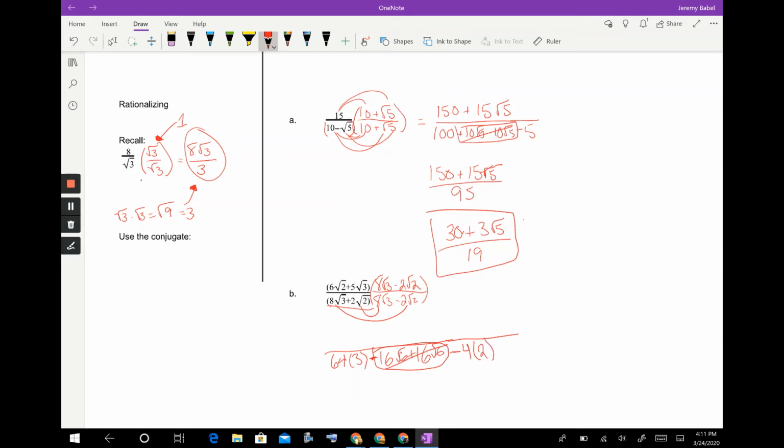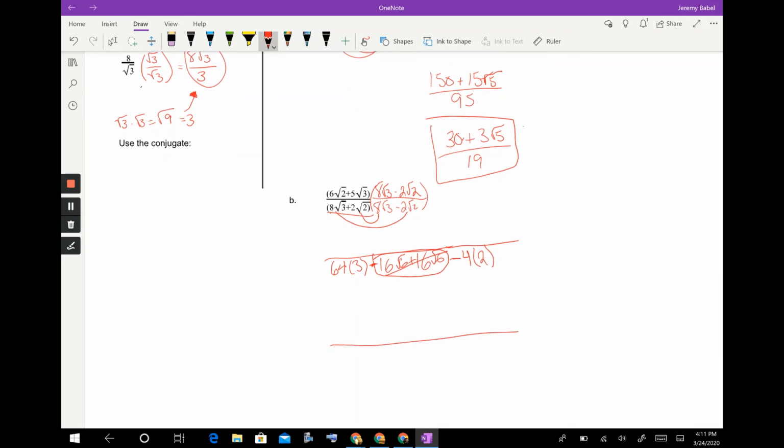So our denominator is going to further simplify to 64 times 3. Don't have a calculator on hand. That is 192. And then minus 4 times 2 is 8. So 192 minus 8 is, what is that, 184. Okay, so our whole denominator will simplify to just the number 184. That is a little nicer looking than what we have.